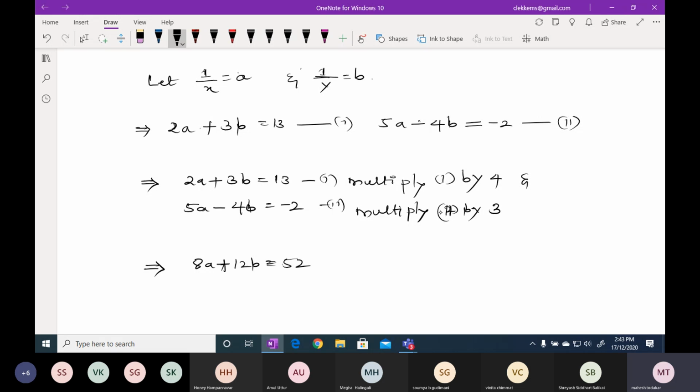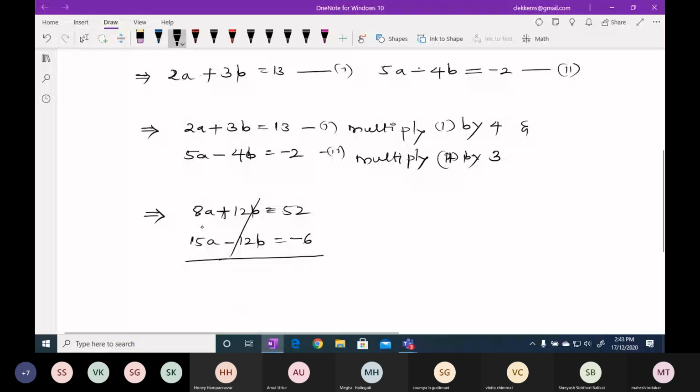Next, multiply equation 2 by 3: 5 into 3 is 15a, and 3 into 4 is 12b, equal to 3 into -2, which is -6. Now we can eliminate directly: minus 12b and plus 12b get cancelled. Remaining is 15a + 8a, which is 23a, and on this side 52 minus 6 is 46. Now a is equal to 2.